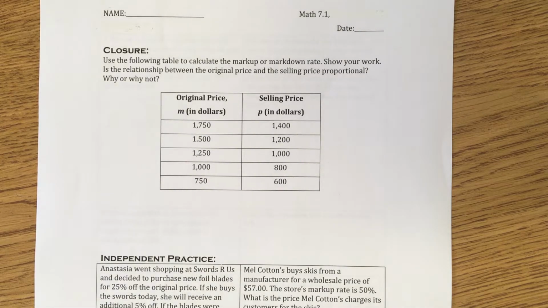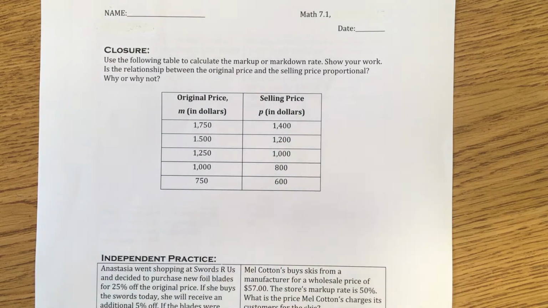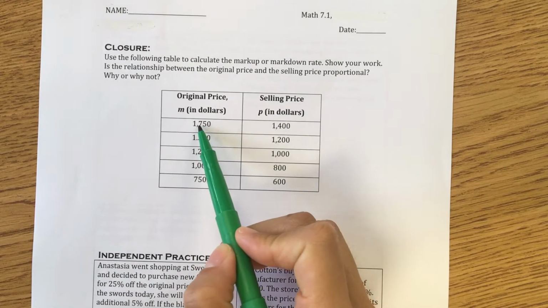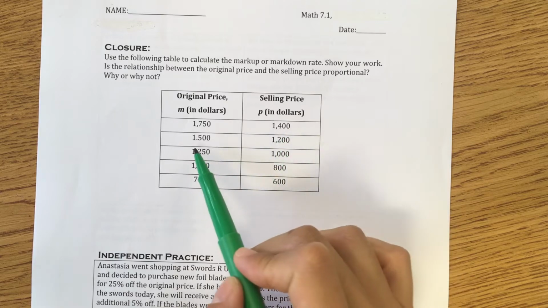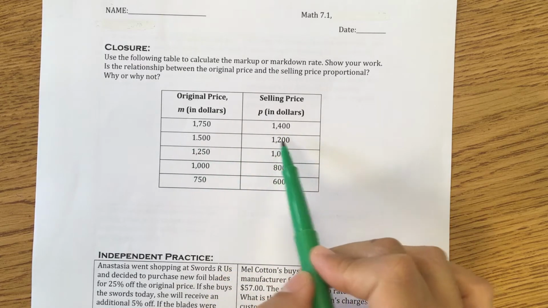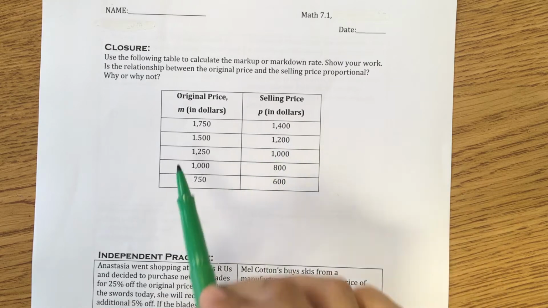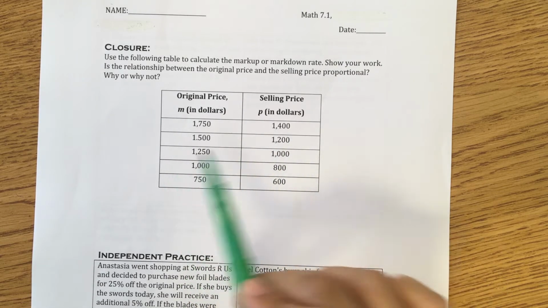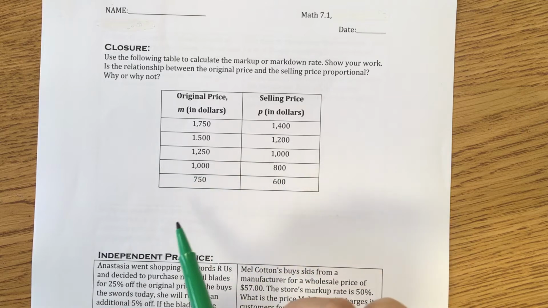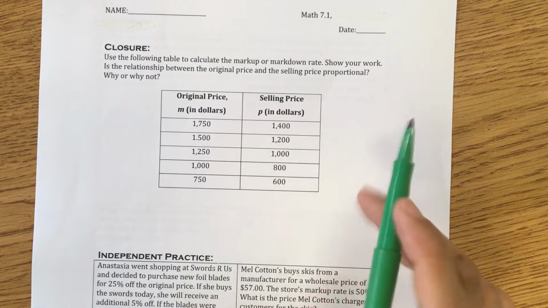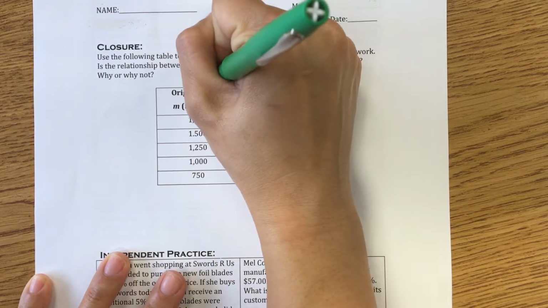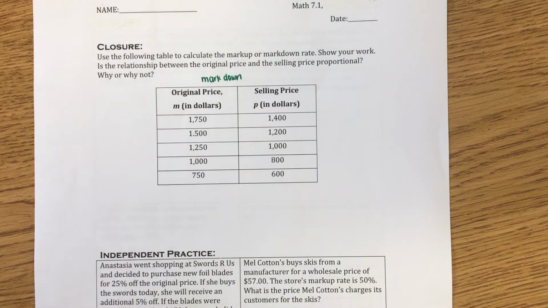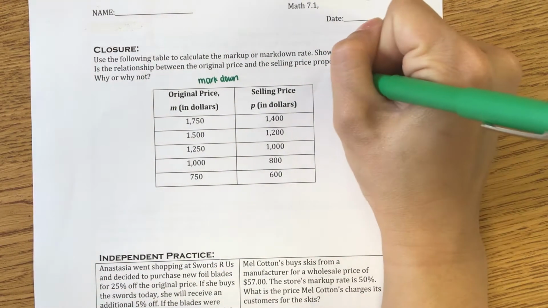Honestly, you just need to take a look at your original price to your selling price. If I am at $750 and I'm going to $140, that means that I am going down. If I have $1,500 and $1,200, I'm going down. If I'm at $1,250 and going down to $1,000, I went down. If I went from $1,000 to $800, I went down. If I have $750 going down to $600, I am going down. So therefore, this is considered a markdown problem.